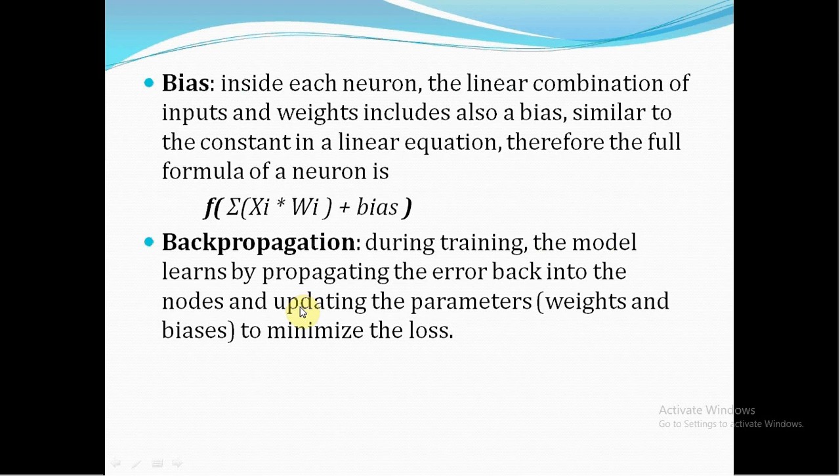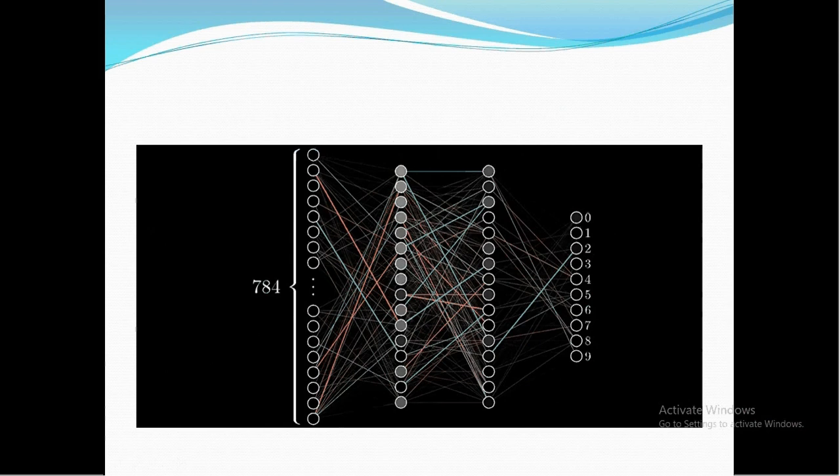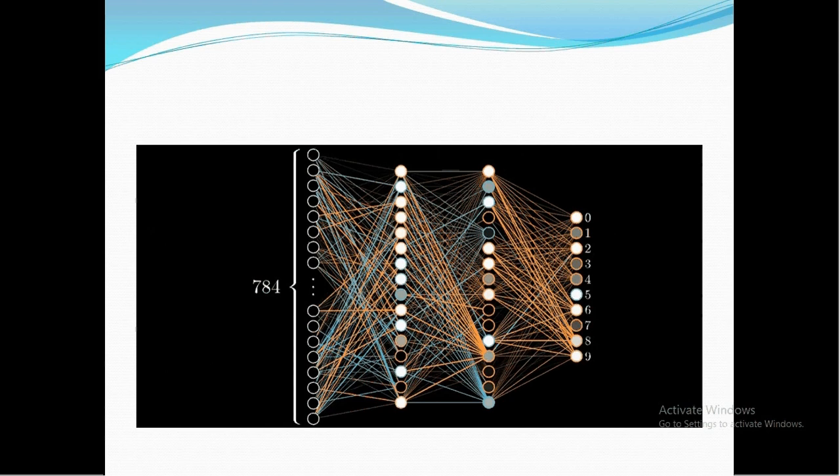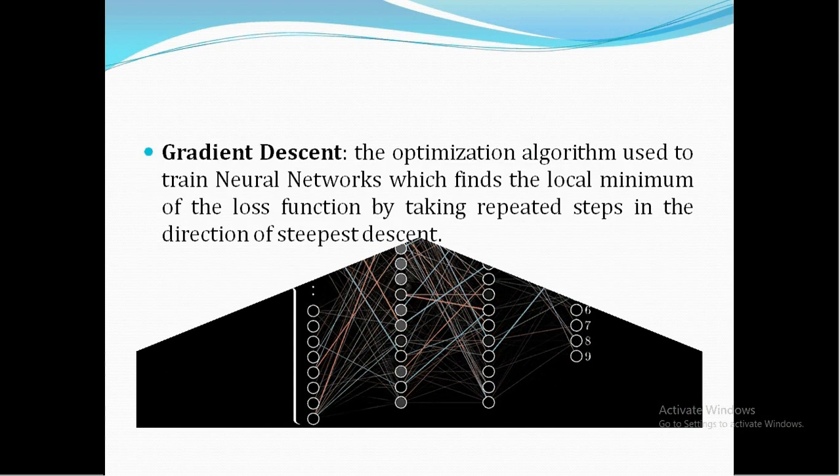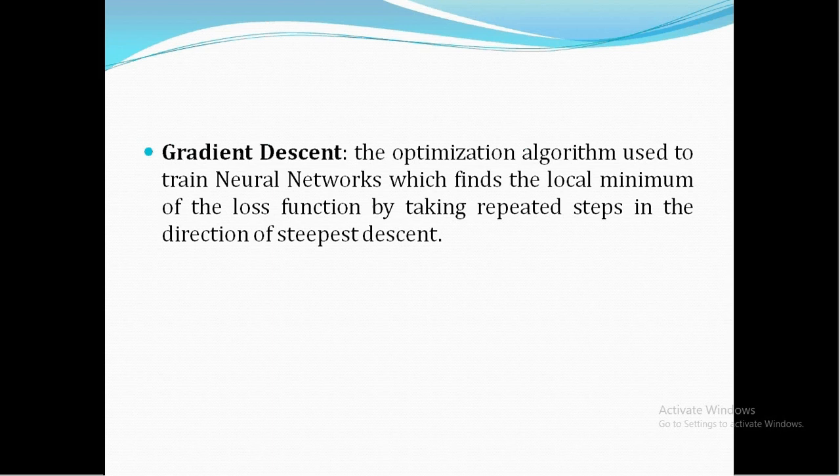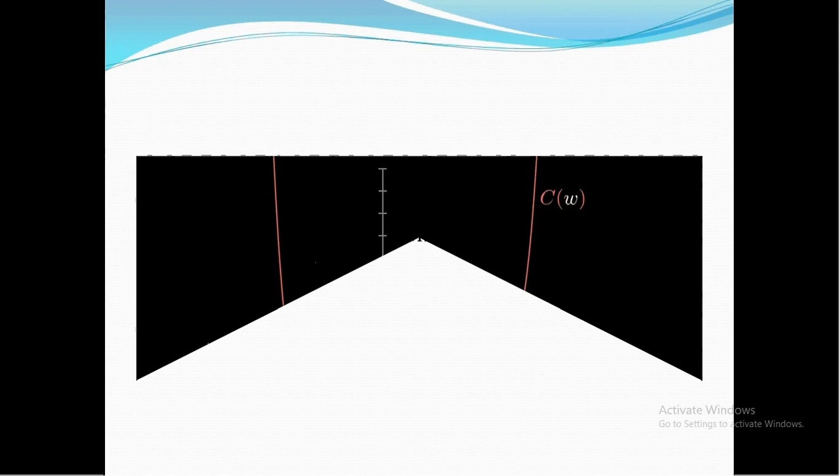Backpropagation. During training, the model learns by propagating the error back into the nodes and updating the parameters, weights and biases, to minimize the loss. This is the backpropagation. Gradient descent. The optimization algorithm used to train neural networks, which finds the local minimum of the loss function by taking repeated steps in the direction of steepest descent.